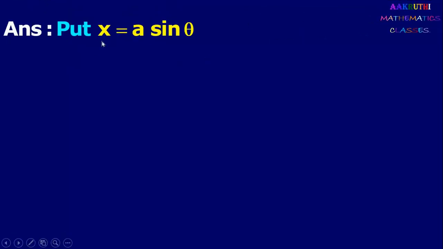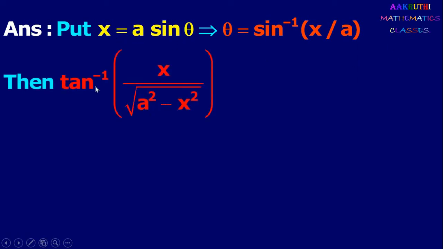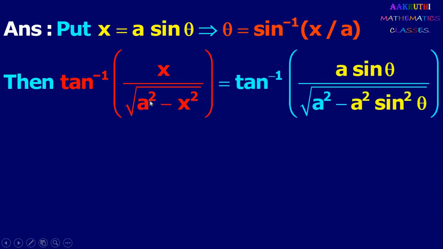First we take a to the other side, so therefore x by a equal to sin theta and theta equal to sin inverse x by a. So given question is tan inverse x by root of a square minus x square, substitute x equal to a sin theta, so it is tan inverse a sin theta divided by root of a square minus a square sin square theta. Now when we substitute here a sin theta, we get a square sin square theta.